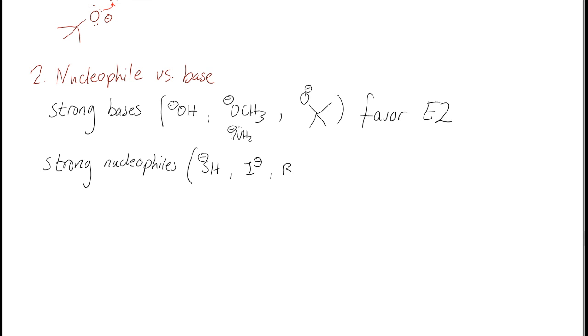The halides. So these weak bases, conjugate bases of strong acids, like I, Br, Cl. Then also the neutral nucleophiles like NH3 or other amines like that favor substitution.